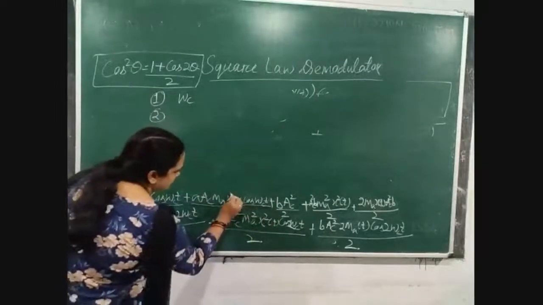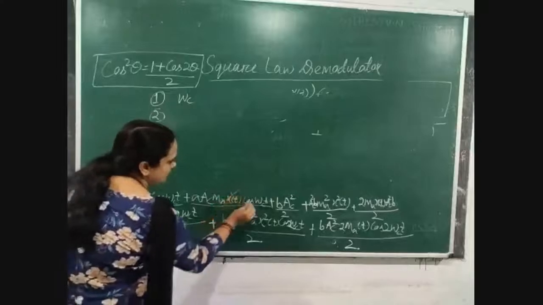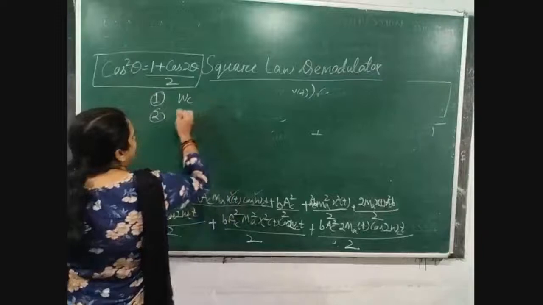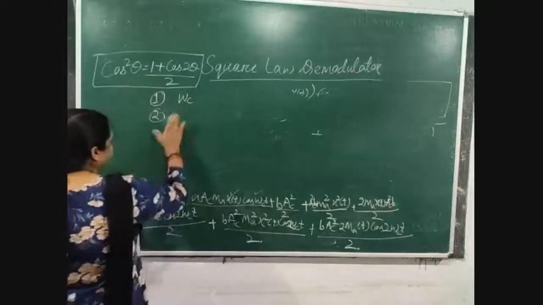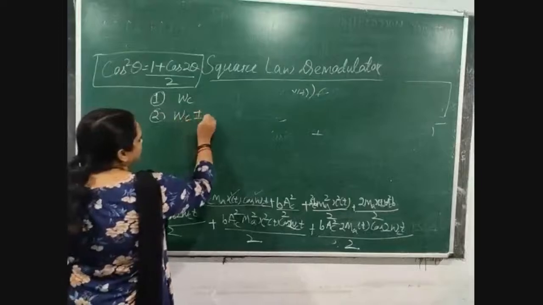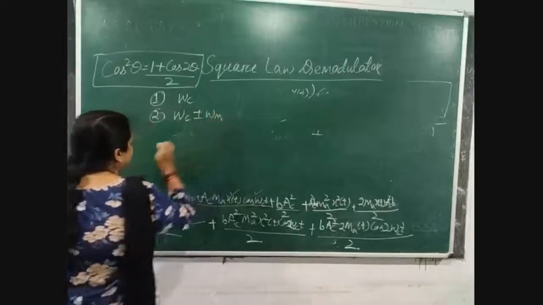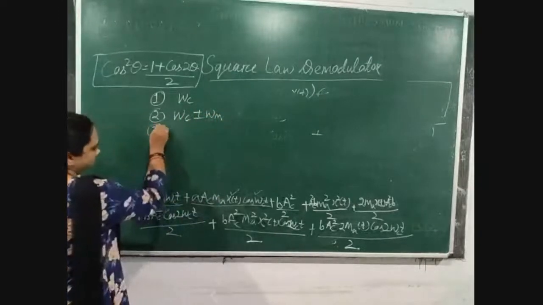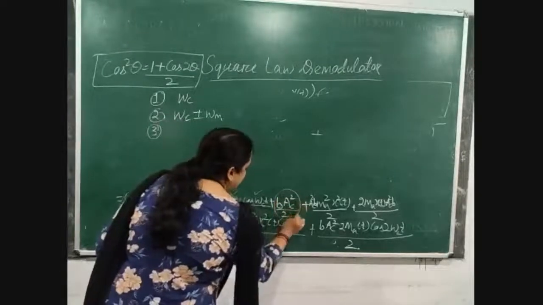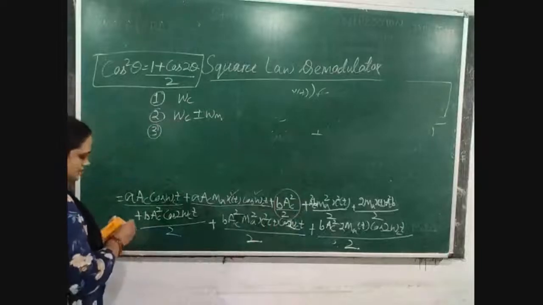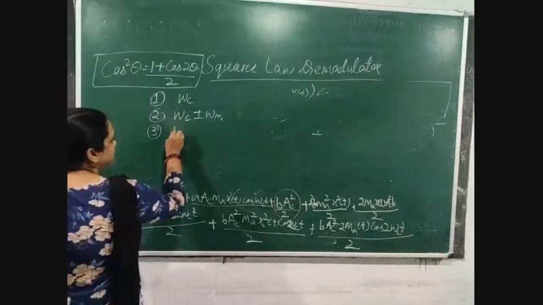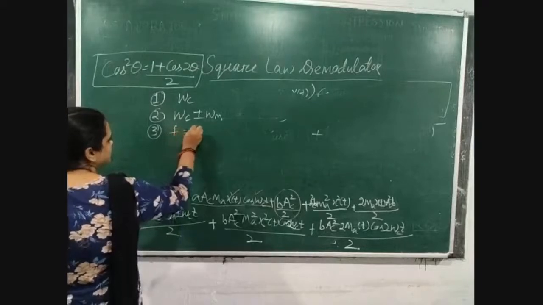In the second term, this one is the modulating signal and this one is the carrier signal. So omega c plus minus omega m, this one is the frequency of the second term. Then third term. Third term is a constant. Constant means a DC value, means the frequency is 0.